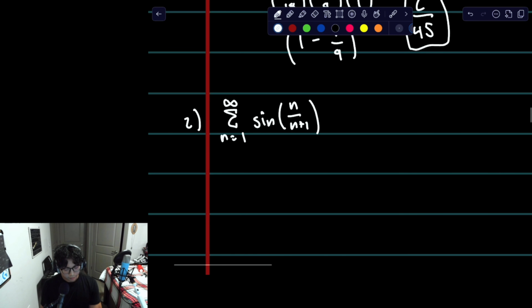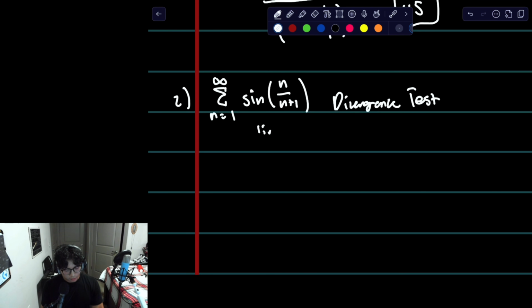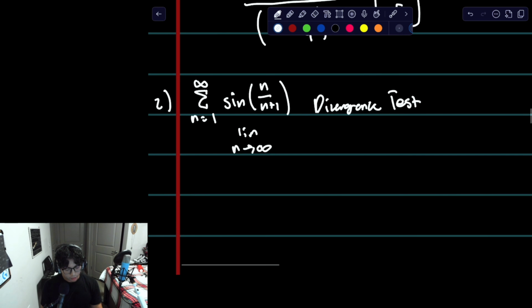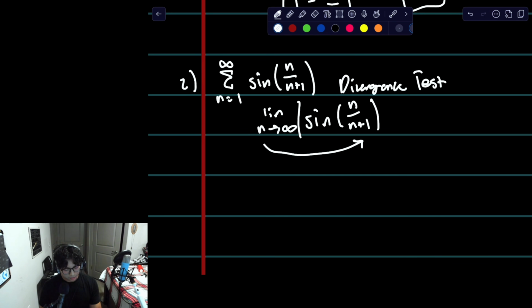Now, like I said earlier, something you want to do all the time is a divergence test first before doing anything else, which is basically just taking the limit of your a sub n as n goes to infinity, so we are taking that limit of sine of n over n plus 1. But if you notice, it's kind of hard to comprehend doing this to sine itself, so let's try to take the limit of the inside of sine, which is just n over n plus 1.